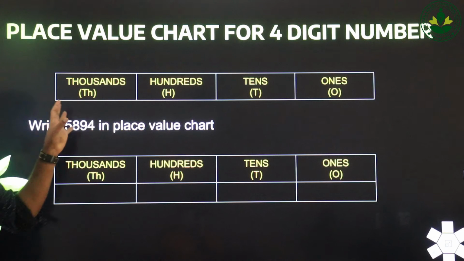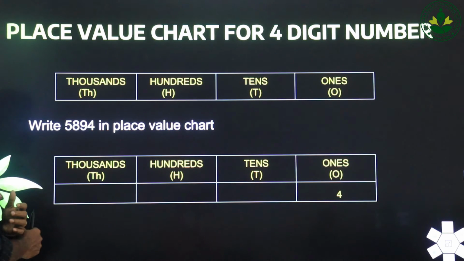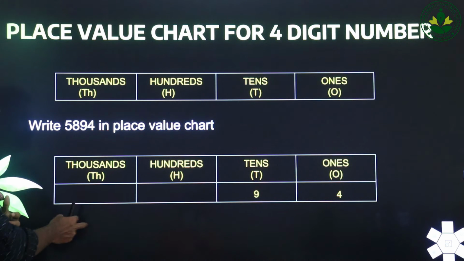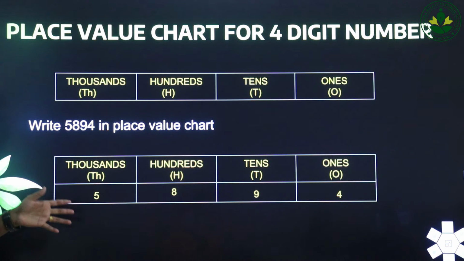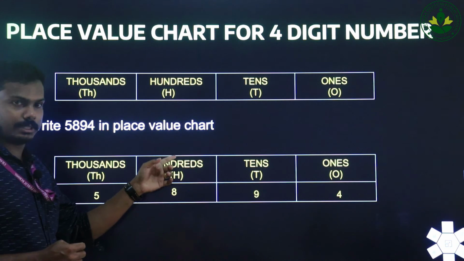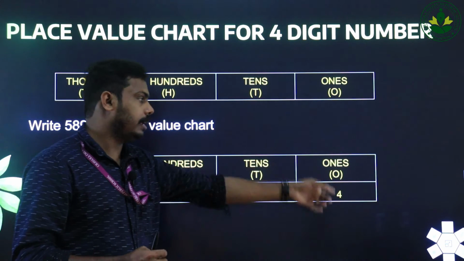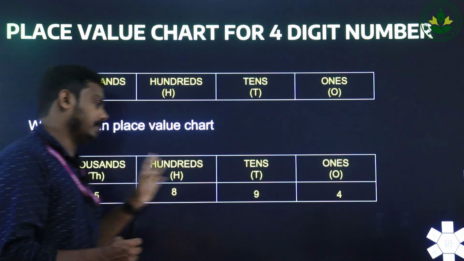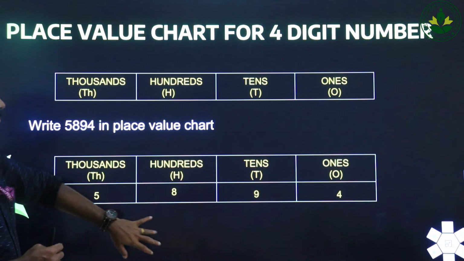And to write this in a place value chart, first you write the ones place digit, that is 4. Then write the tens place digit, 9. Then the hundreds place digit, 8. Then the thousands place digit, 5. And how do we read this number? It is 5 in the thousands place, 5000, 8 in the hundreds place, 800, 9 in the tens place, 90, plus 4. So it is 5894.